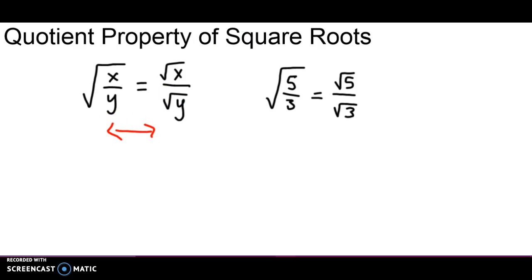So this also goes the other way as well. This goes both ways. For example, if I have the square root of 2 over the square root of 7, that's going to be equivalent to the square root of 2 over 7. This is going to be important for what we do today.